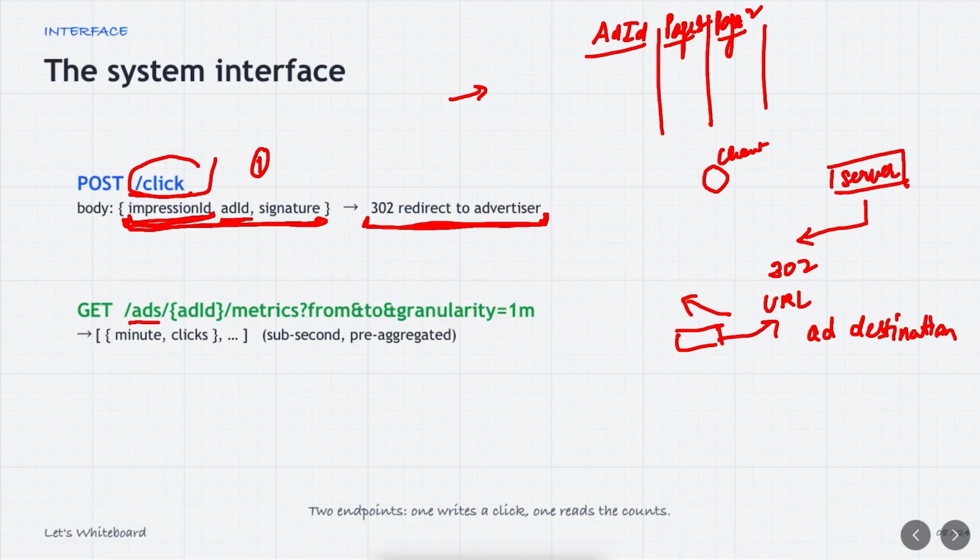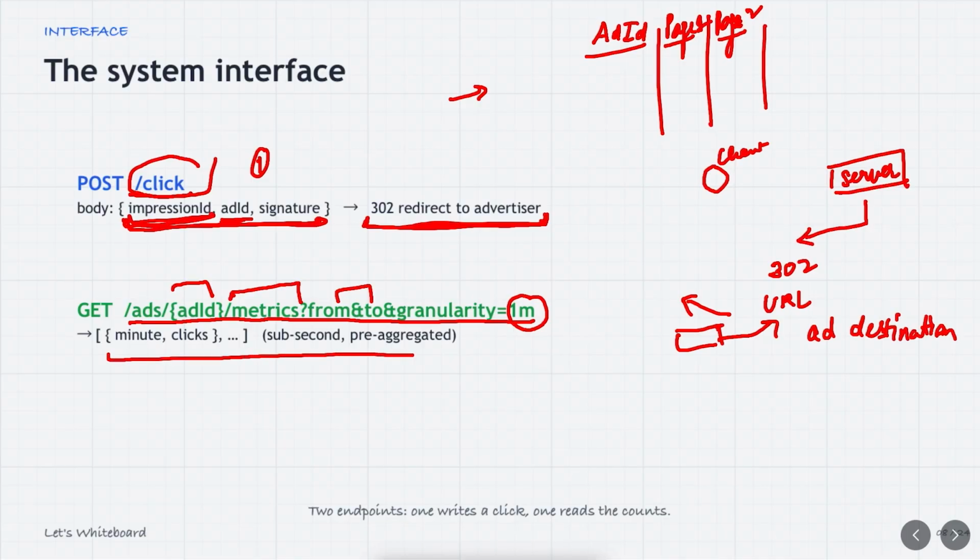Next is the ad endpoint. This is from the advertiser's point of view. Once the advertisers have all the data in the system, how are they able to query from the ad ID? They have an endpoint called get ads, where the query parameter is the ad ID, and then we get the metrics. They also pass in the granularity, which is fixed, but from and to can be chosen as part of the filter from wherever the advertiser is giving the ad in the UI. In response, they get something like minute, clicks, and so on. So that is what we want to build.